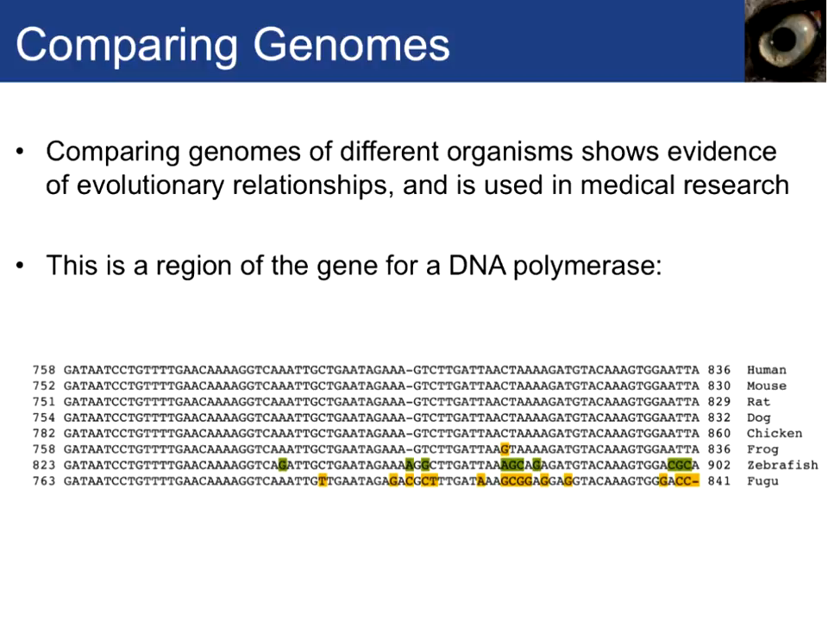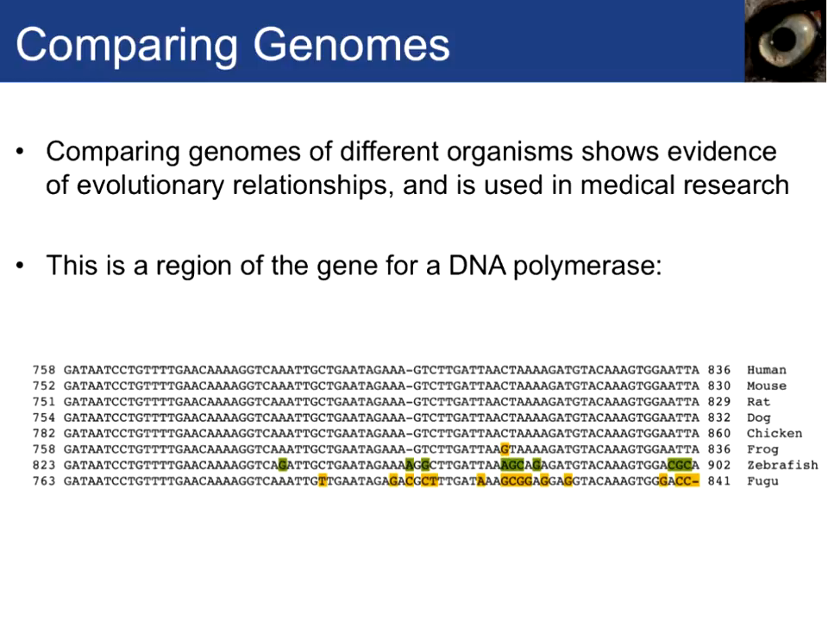Not just the human genome has been sequenced. The genomes of many animals have also been sequenced, and this allows comparisons to be made. Comparing genomes of different organisms shows evidence of evolutionary relationships, and it's also used in medical research. The picture shows a region of the gene for DNA polymerase where the difference is highlighted.